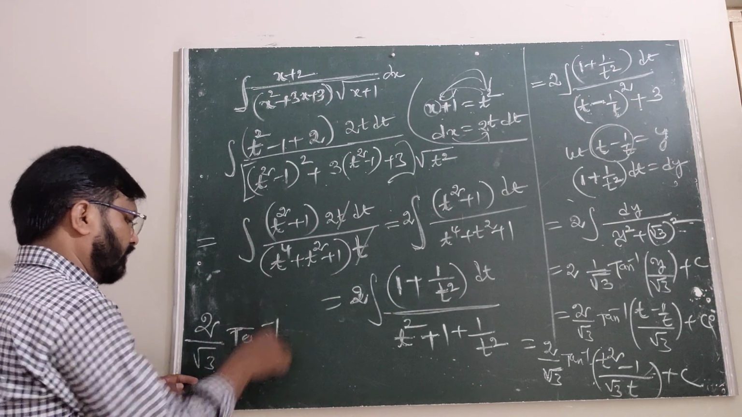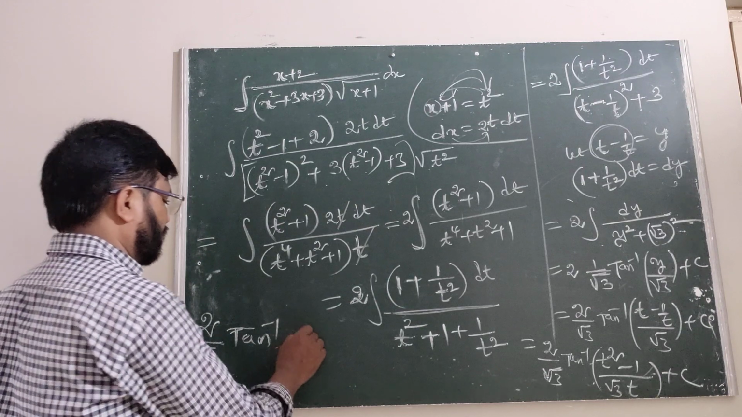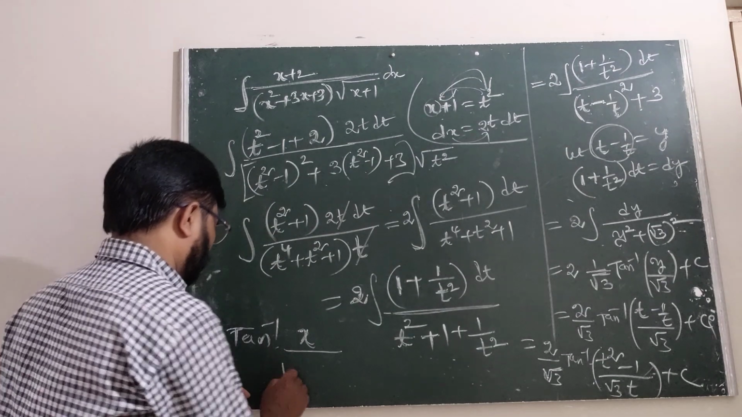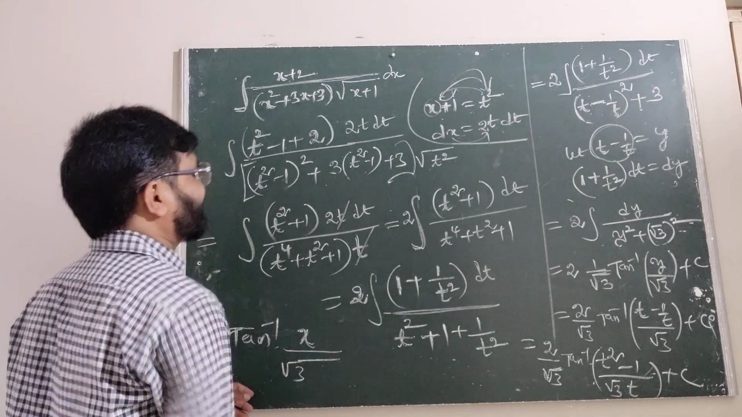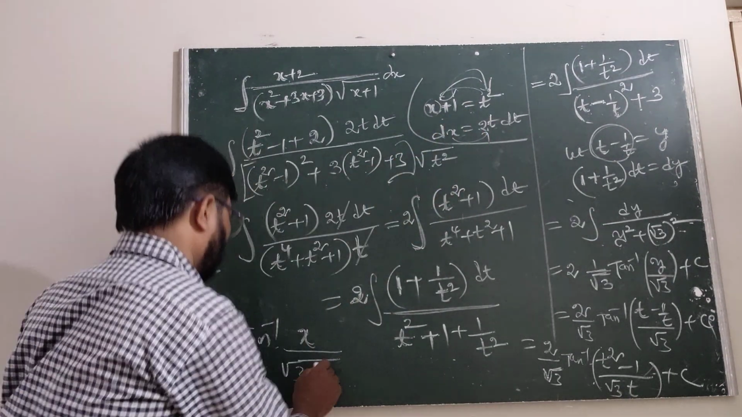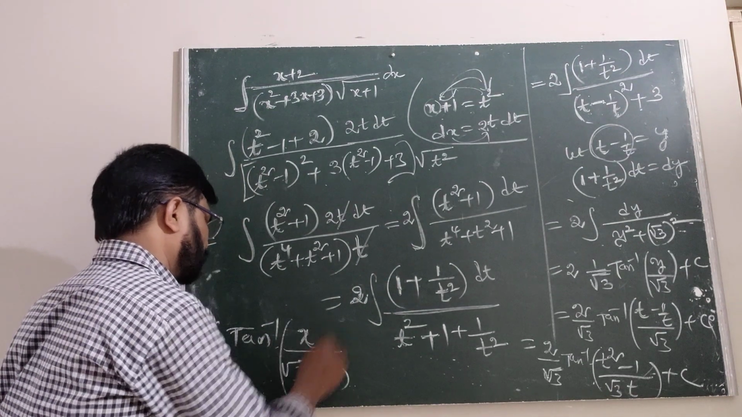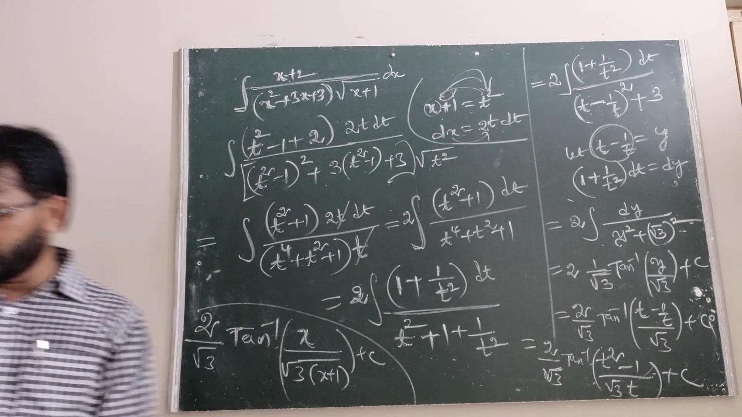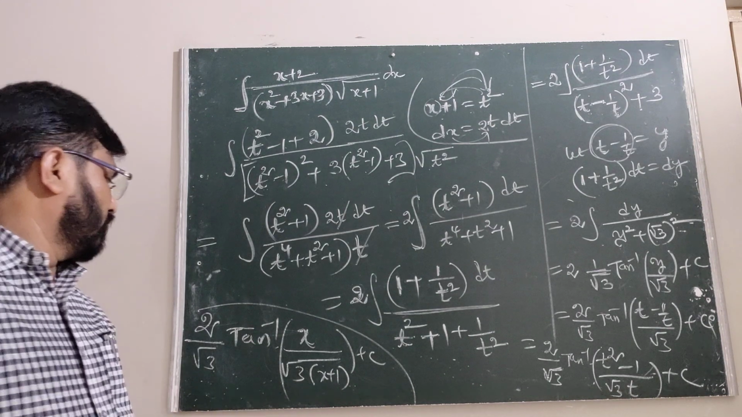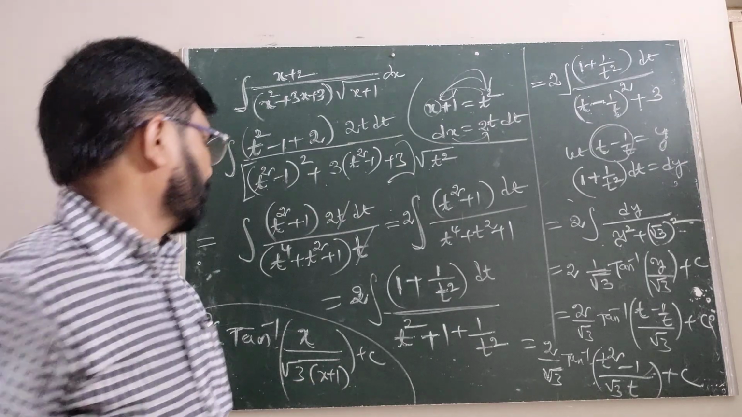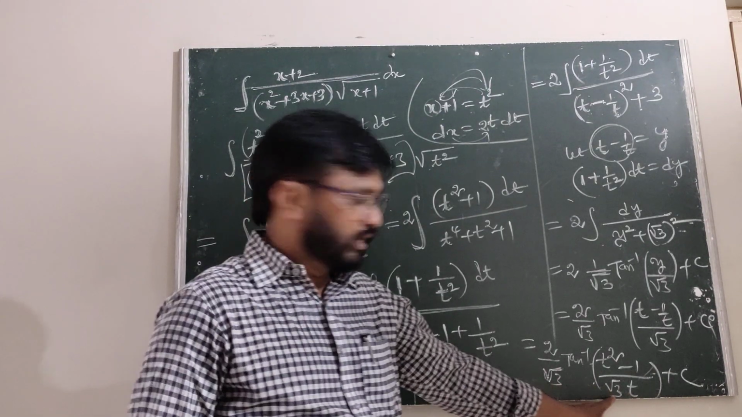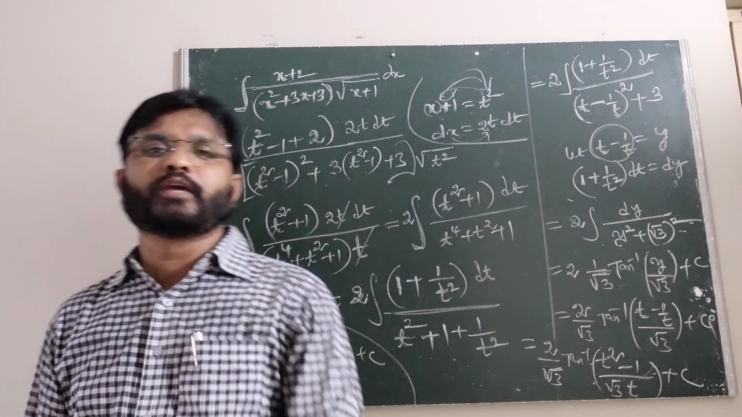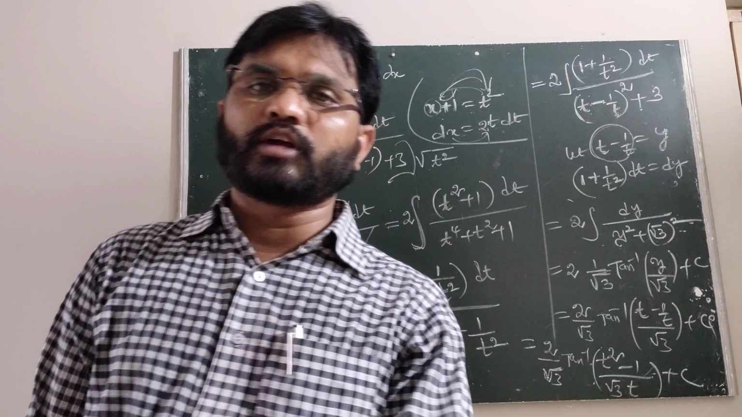This is tan inverse of t square minus 1, which is x, upon root 3 into t, where t is root of x plus 1, plus c is the answer. 2 by root 3 into tan inverse of x upon root 3 into x plus 1. Therefore here we are getting root 3 times t, where t is root of x plus 1. Root a into root b is the root of ab. Is it clear?